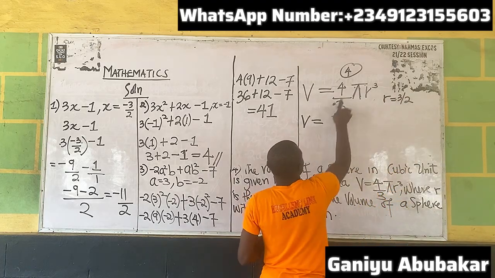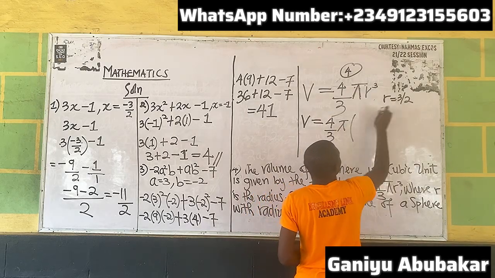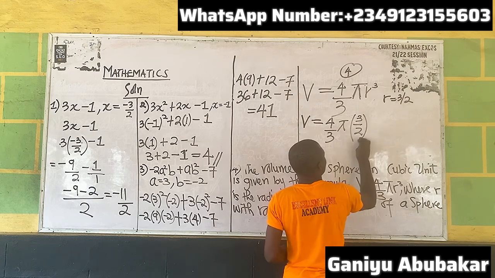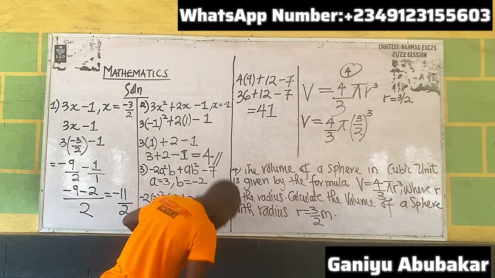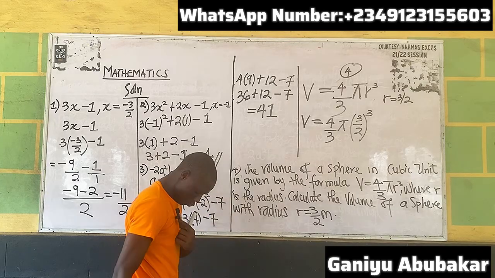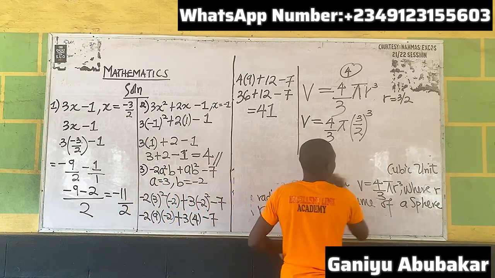That gives V equal to 4 over 3 pi times 3 over 2, all cubed. So let's work on this, please. Working on this, what do I get?